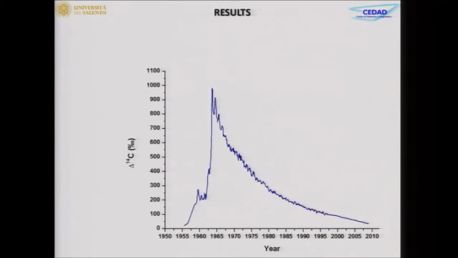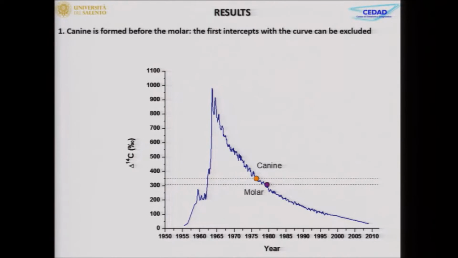skeleton. And again, you see when you measure the C14 concentration for the molar, you have again the two possibilities. But then when you measure the canine, which is always forming before the molar, in this case you again obtain relative information which allows you to exclude this possibility.